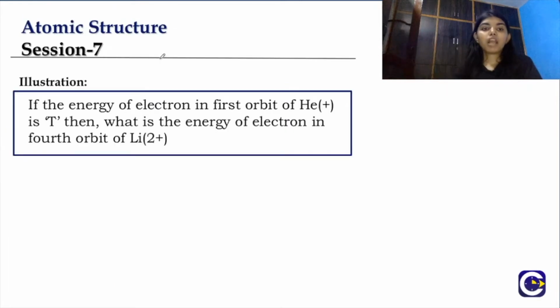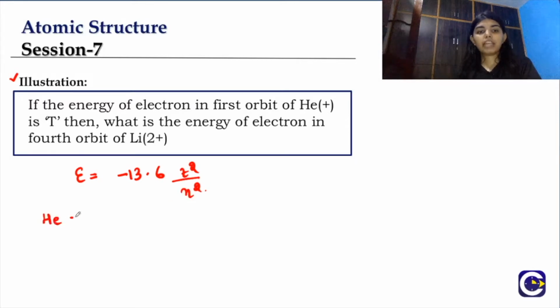Okay. So let us consider first this question: if the energy of electron in the first orbit of helium plus is T, then what is the energy of electron in the fourth orbit of lithium 2 plus? So first we will write down that energy equals minus 13.6 Z square divided by N square. So first we will take the energy for helium plus. This will become equal to minus 13.6 into Z, and Z for helium is 2. So 2 square becomes 4. And the first orbit means that N equals 1, so 1 square becomes 1.